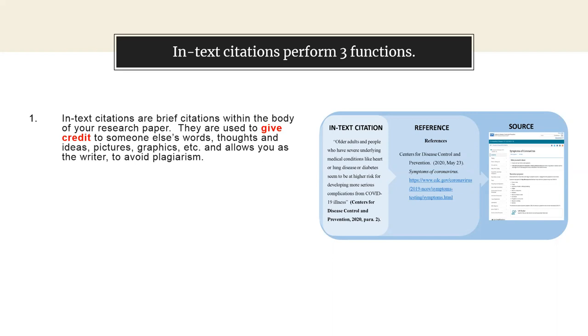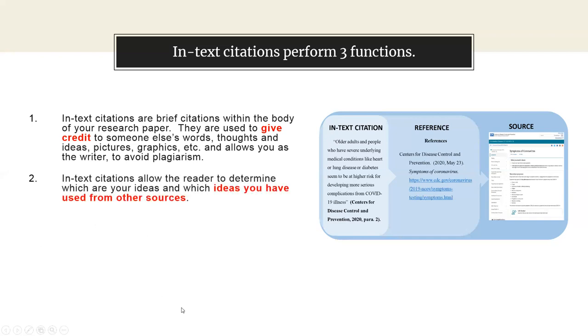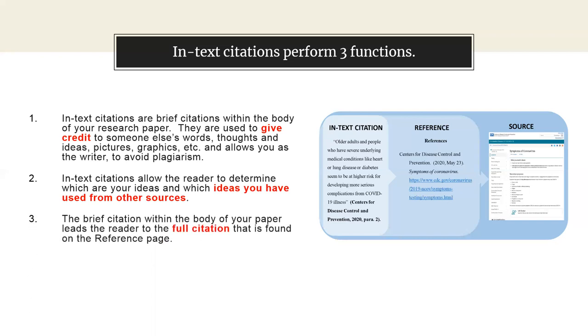and if we would have talked about plagiarism today, you would have heard all about plagiarism and how you need to give credit to your sources. So the first thing that an in-text citation does is it gives credit to your source within the paper itself, as well as on the reference page, but specifically within your writing. It lets your reader know which are the ideas that come from your source information versus what are your own personal thoughts and ideas and things that you've learned. And then the third thing it does is it leads your reader to the full reference page.